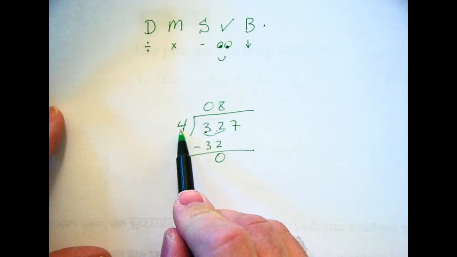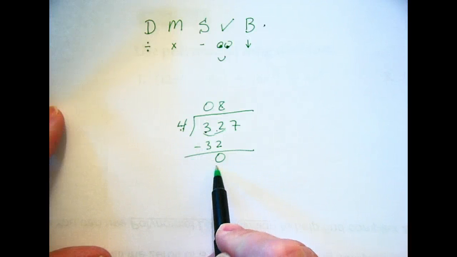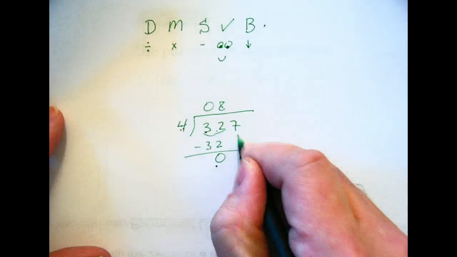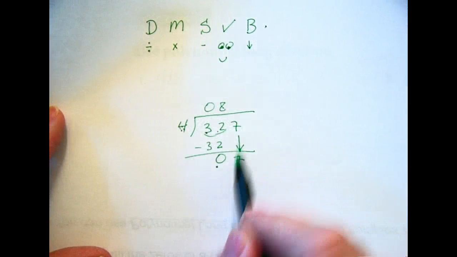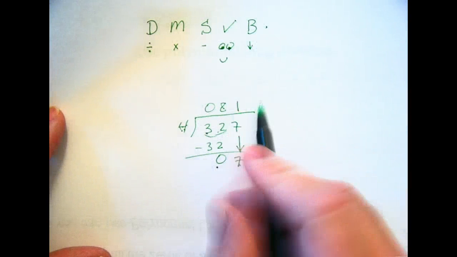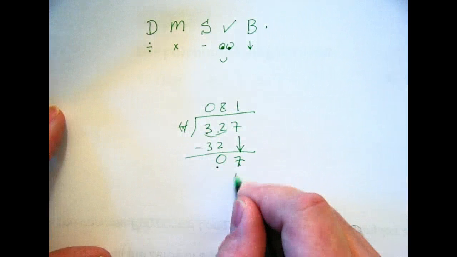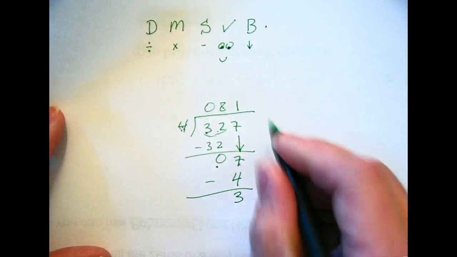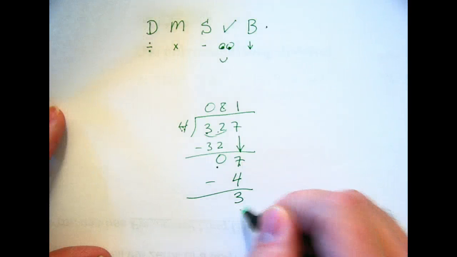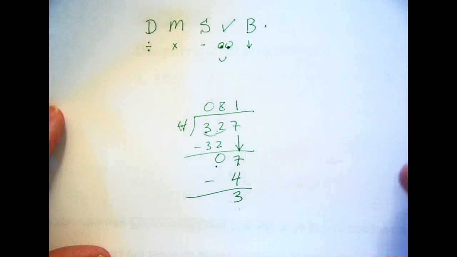We're checking to see if that goes into that. The answer is no. So we bring down the 7. And then we say 4 goes into 7 one time. So we start the division over. 1 times 4 is 4. We subtract, 3. We check. Hey, that doesn't go into that. And we bring down, and we don't have anything to bring down.